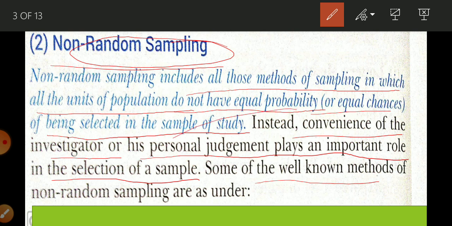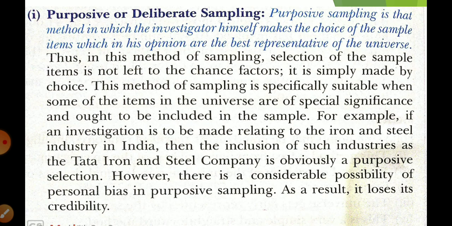So already in the first slide I had told you. Now we are going to discuss purposive or deliberate sampling. It is also known as judgment sampling. So what is written here? Purposive sampling is that in which the investigator himself makes the choice of sample items which in his opinion are the best representative of the universe.